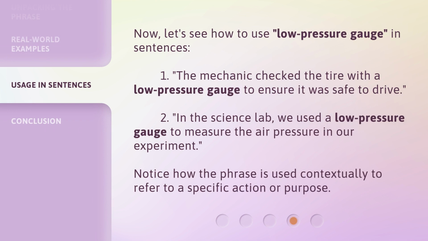Now, let's see how to use low pressure gauge in sentences. 1. The mechanic checked the tire with a low pressure gauge to ensure it was safe to drive. 2. In the science lab, we used a low pressure gauge to measure the air pressure in our experiment. Notice how the phrase is used contextually to refer to a specific action or purpose.